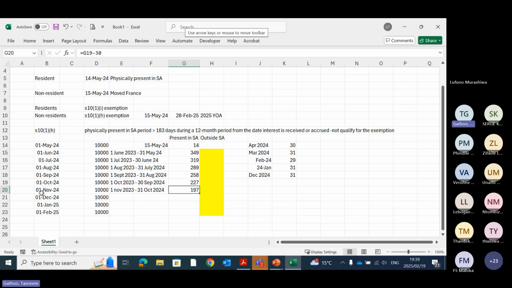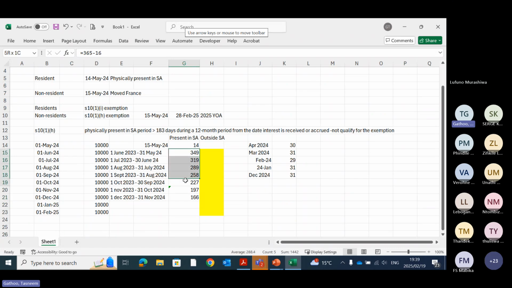That's why we started looking at November, because before that, in all of those cases, she was definitely present in South Africa for a period of more than 183 days. Now, if we go to the 1st of December, we're looking through the period of 1 December to the 30th of November 2024. We're going to say 197 minus 31 days gives us 166.